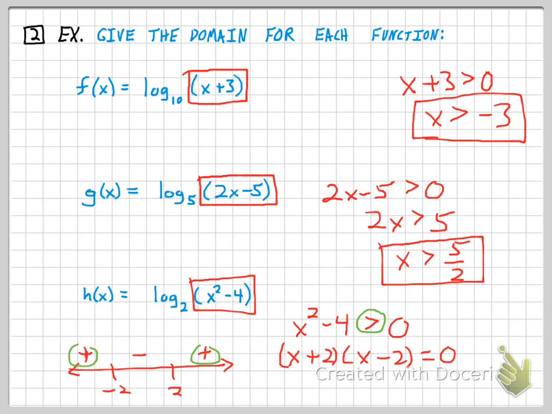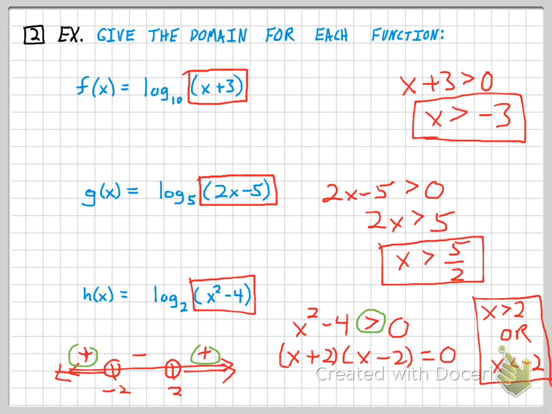There are a couple of ways you can represent your answer. If you did it on a number line, it would be everything strictly greater than 2, so an open circle at 2 and then everything to the right, and an open circle at negative 2 and everything to the left. That would be one way of representing the domain. If you want to do it with inequalities, it would be x is greater than 2 or x is less than negative 2.